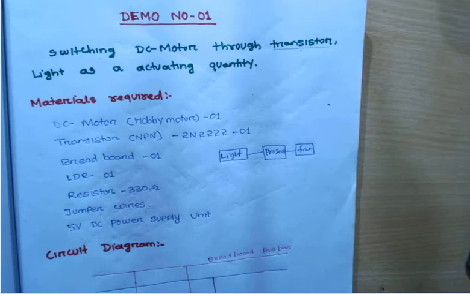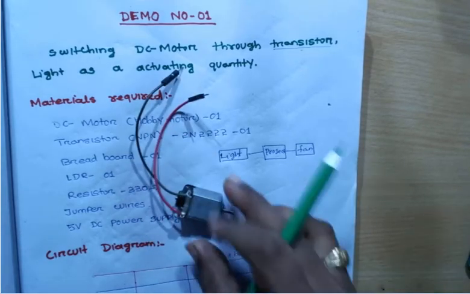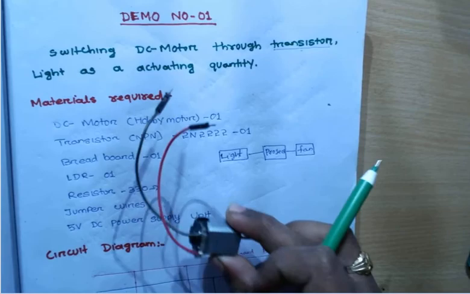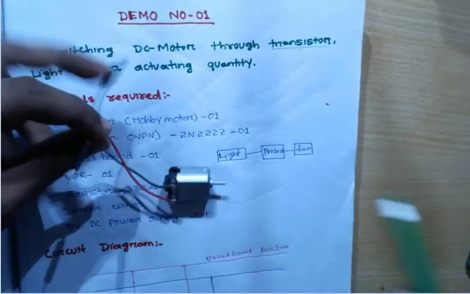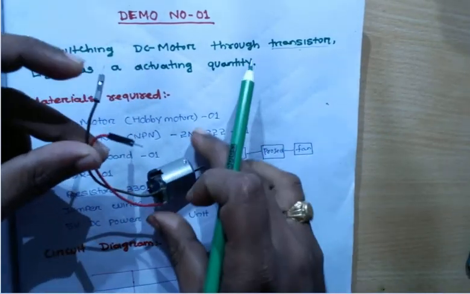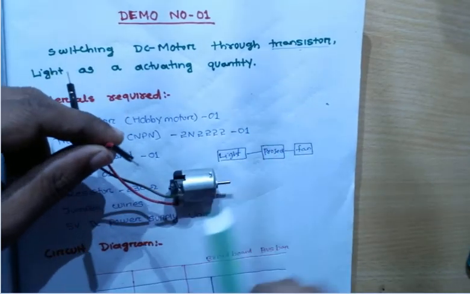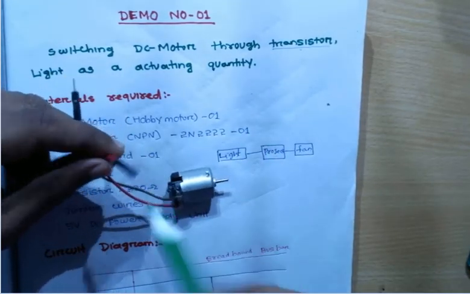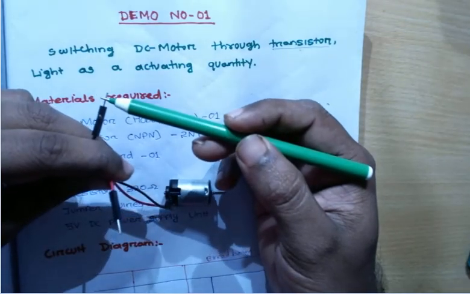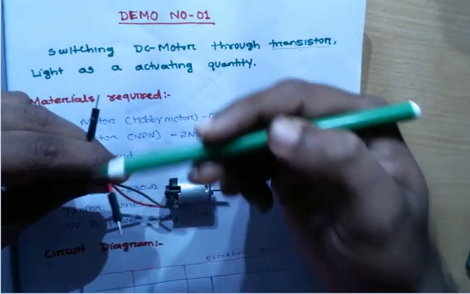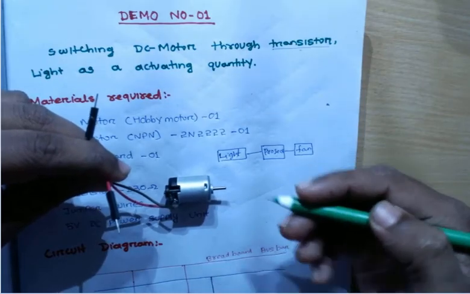Okay, first we will go to the DC motor. Here you can see this motor. This is the DC motor. There are two terminals in this motor, one red terminal and another black terminal. You can give the positive to the red and negative to the black. You can reverse it, and then the rotation of the motor will also be reversed.